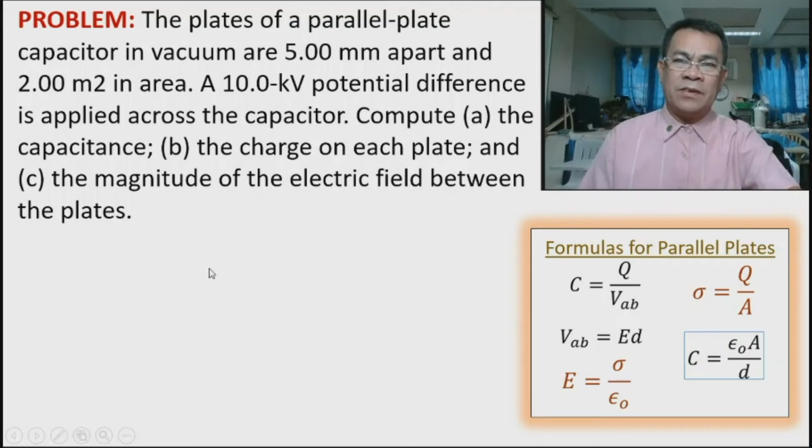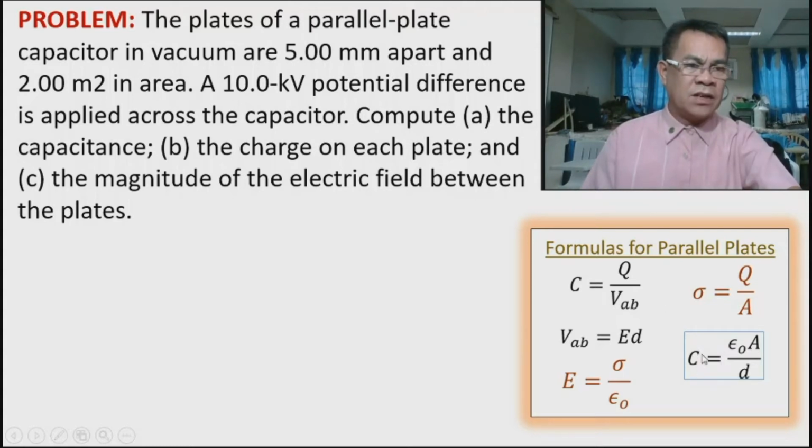So all you need to do is to take note of what is given: given the D, given A, given the potential difference. Then you are asked to solve for the capacitance. Now look at the formulas. There are two formulas for the capacitance. We have Q over the potential difference. But the problem with this formula is, we have the potential difference, but we have no Q. Q is actually required in letter B. So therefore, proceed to another formula.